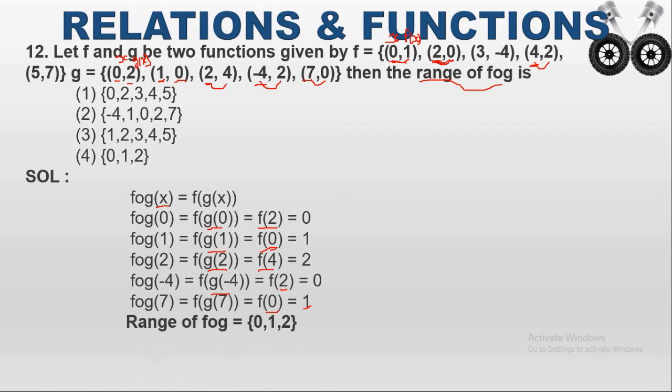Next we can write the range of f composition g. What is meant by range? Range means the image of the given function. Here the images are 0, 1 and 2. Here 0 is repeated twice and 1 is repeated twice, so I can write each only one time. So the range is equal to 0, 1, 2. It is presented in option 4. So the answer is option 4, 0, 1, 2.